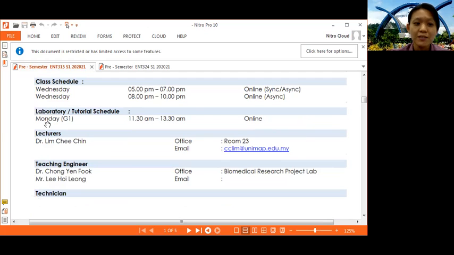For this subject, we will have lab sections from 11:30 a.m. to 1:30 p.m. on Monday, which we will carry out online. Because it's online, you have to install the software MATLAB. If you don't have MATLAB, you can let me know and I will share it with you, and we will have the lab session online.